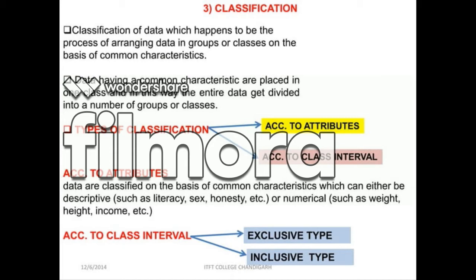So as you can see here, there are two types of classification: according to attributes and according to class interval. So what does it mean according to attributes? This is when data are classified on the basis of common characteristics, which can either be descriptive, such as literacy, sex, honesty, etc., or numerical, such as weight, height, income, etc. However, according to class interval, we just have to think about the exclusive type and the inclusive type of your data.